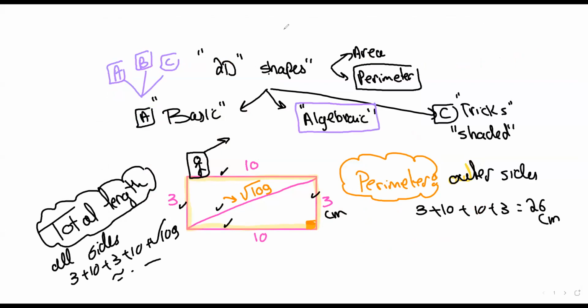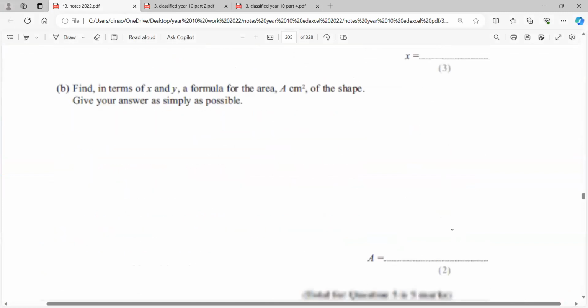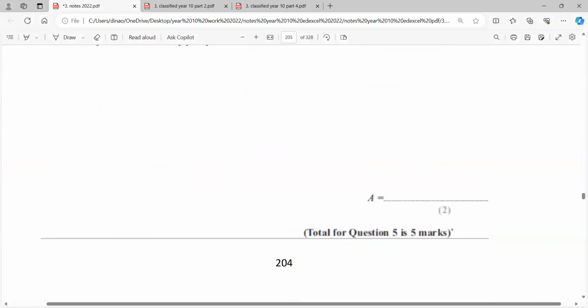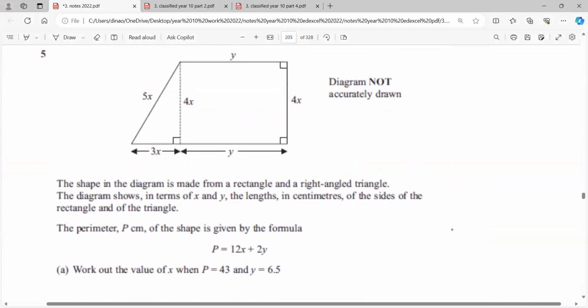Now, as you can see, the algebraic questions definitely are questions with algebra. So we're still in the notes, by the way. Let's go back to the notes and go to this page over here, which is page 204, and look at this algebraic question. Now, as you can see, what does it say here? Again, this is the notes page 204. Really, the diagram is made out of a rectangle and a right angle triangle. Okay, the perimeter is given by this formula over here.